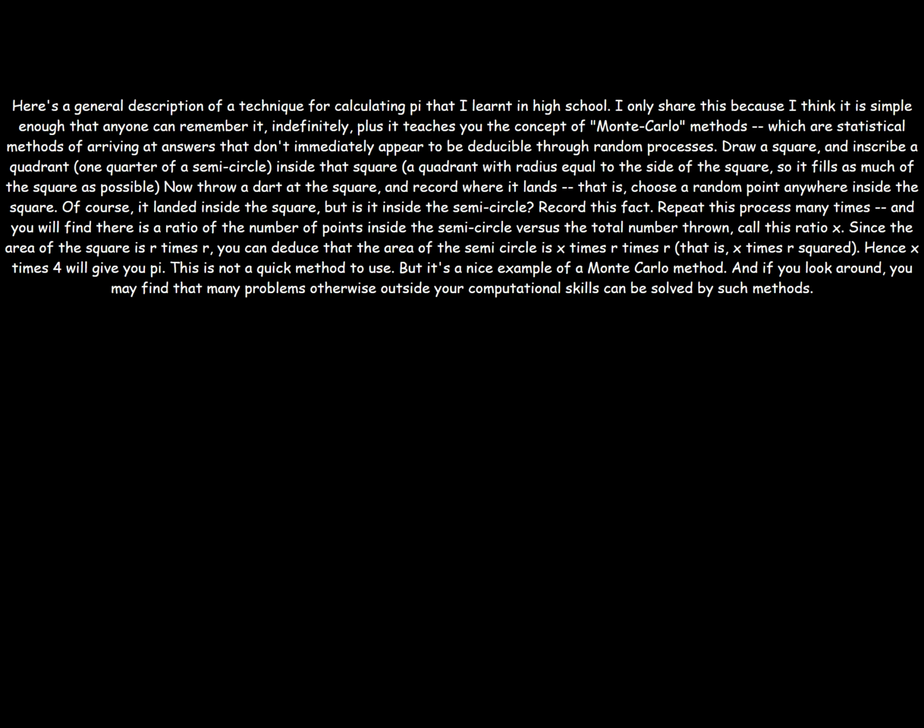Record this fact. Repeat this process many times, and you will find there is a ratio of the number of points inside the semicircle versus the total number thrown. Call this ratio x. Since the area of the square is r times r, you can deduce that the area of the semicircle is x times r times r. That is, x times r squared. Hence x times 4 will give you pi.